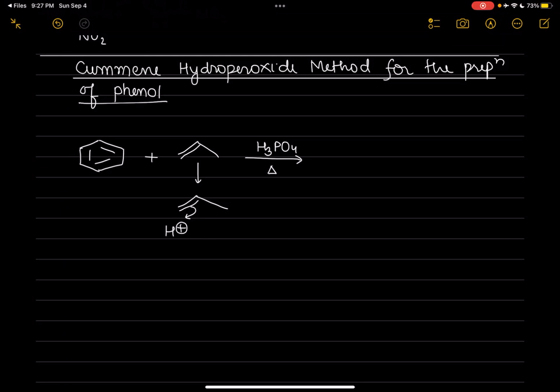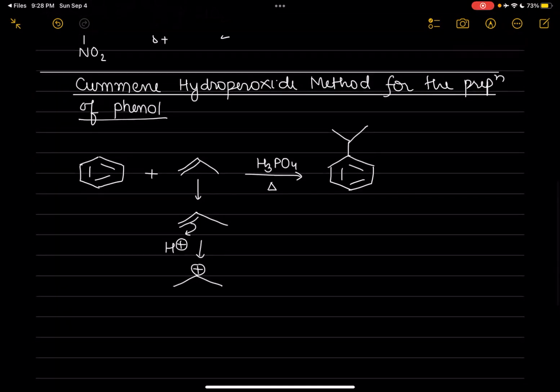so H plus will come in and join itself, and you will have a cation. This cation will get attracted toward benzene. It will go and attack on the benzene, and H plus will get removed. Okay, and this is electrophilic aromatic substitution, and you have isopropyl benzene. Okay, isopropyl benzene is known as cumene. That's the common name. Is it clear, Darshan?